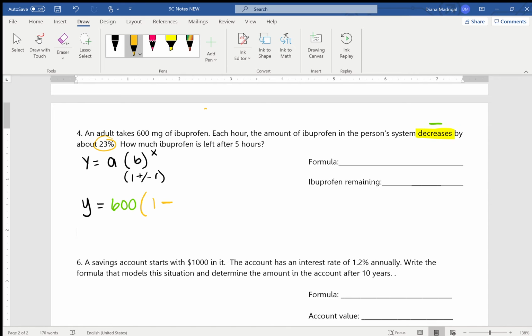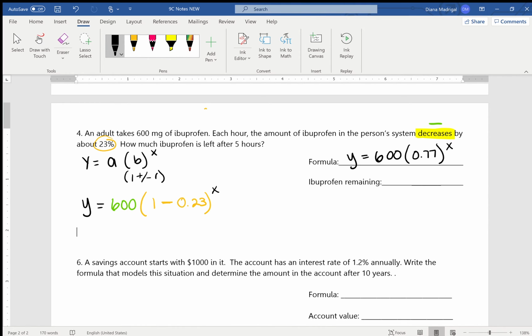Again, talking percentage, but I need a decimal. I need to switch it to a decimal. I could just divide 23 by 100, or move the decimal place to the left, which in this case is going to be 0.23. And then to the power of x. That right there is my formula. But remember, I want to simplify it. Make sure that when you write the formula, you already have the simplified version of it. So y equals 600 parentheses 1 minus 0.23 is 0.77 to the power of x.